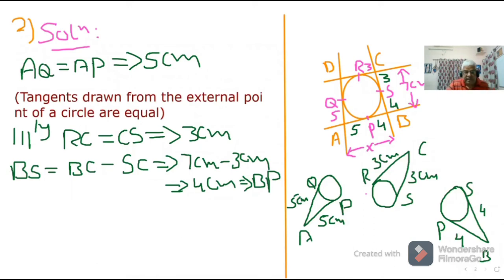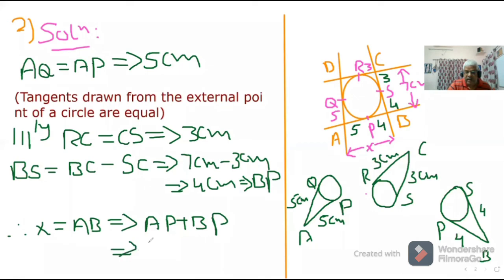So finally, therefore, what you can write? X equals AB, which can be written as AP plus BP. AP plus BP is equal to 5 plus 4, which is equal to 9 centimeter. So this is your answer.